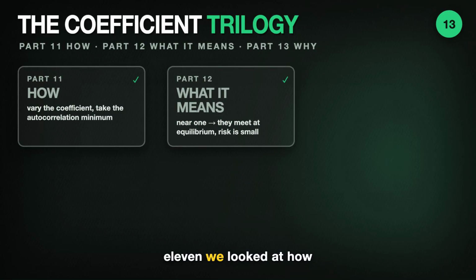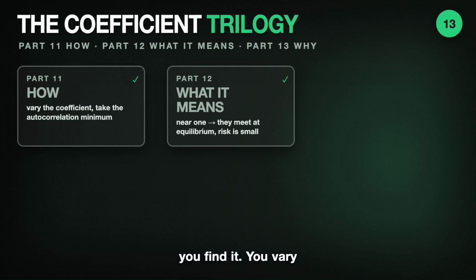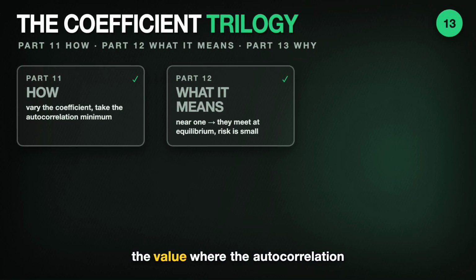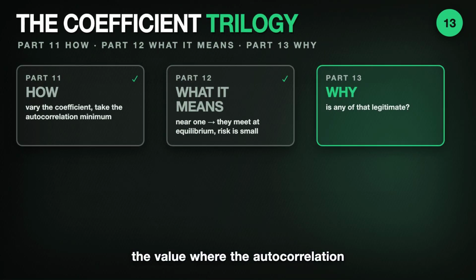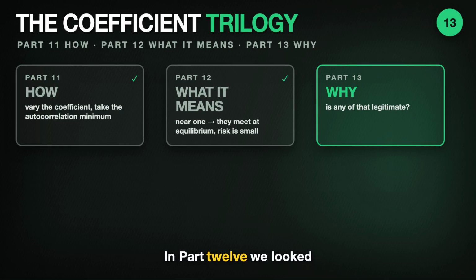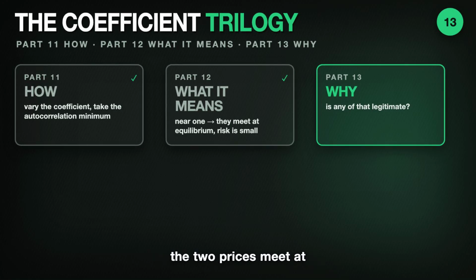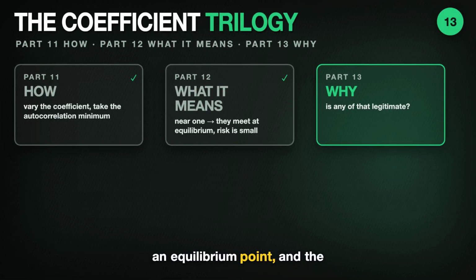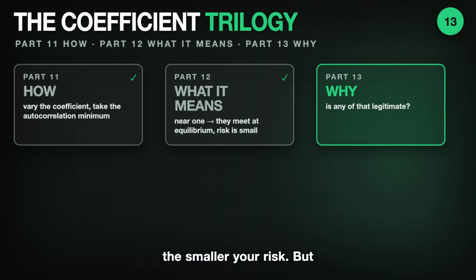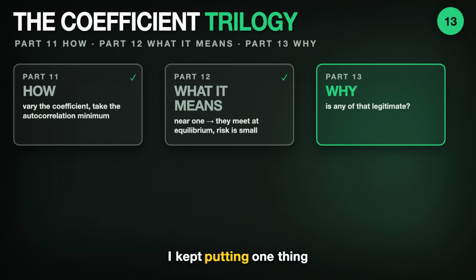In part 11, we looked at how you find it. You vary the coefficient, and you take the value where the autocorrelation of the spread bottoms out. In part 12, we looked at what that value means. When the coefficient is 1, the 2 prices meet at an equilibrium point, and the closer it sits to 1, the smaller your risk. But I kept putting one thing off.